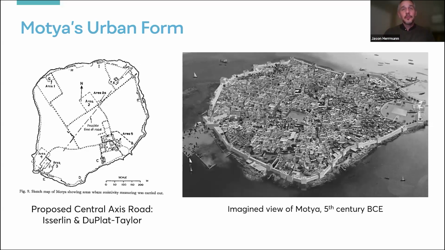Well, first, before we talk about that, let's talk about how people have used this information to come up with ideas of what Motya must have looked like as a city. Here we can see two different views. This one by Isserlin and Duplat Taylor shows Motya with some general excavation areas, and they proposed, in this diagonal line cutting through, a central access road that cut through the whole site and defined it.